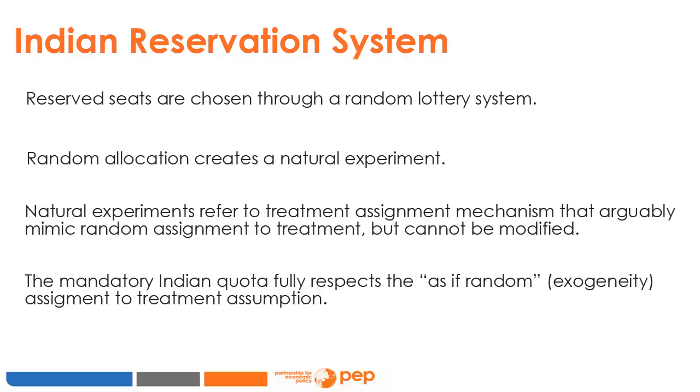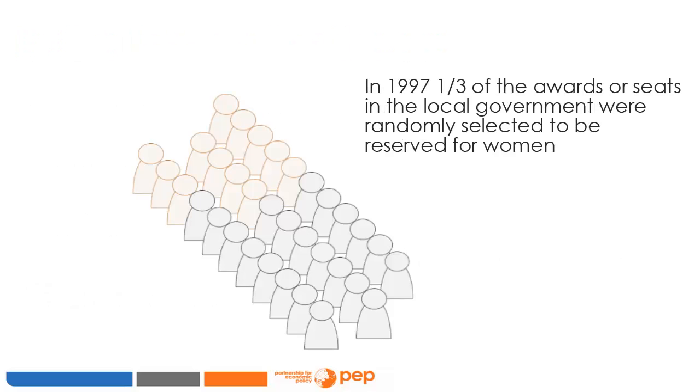Natural experiments refer to assignment mechanisms that arguably mimic random assignment to treatment, but cannot be modified. Unlike other natural experiments, the mandatory Indian quota fully respects the as-if-random assignment to treatment assumption. The seat reservation process is known to be random. In each election, each seat is randomly assigned either to be reserved for a female candidate or not.